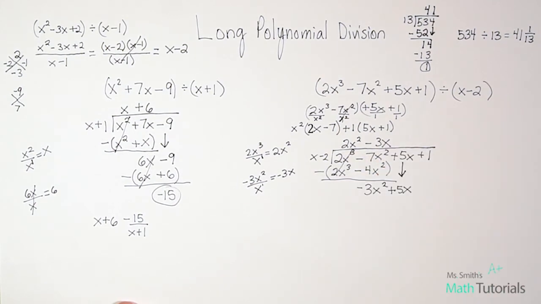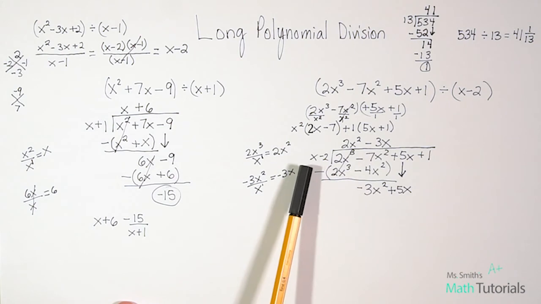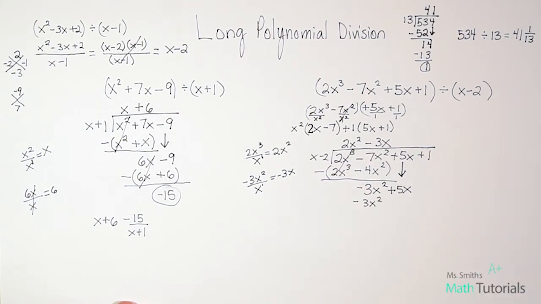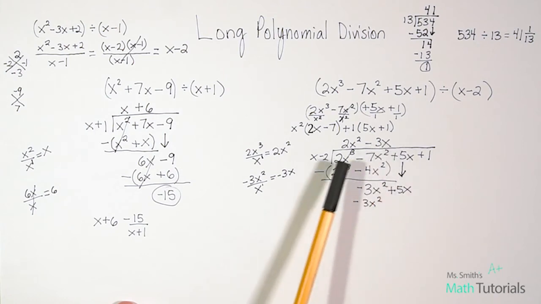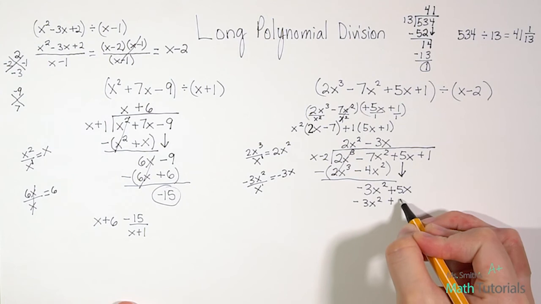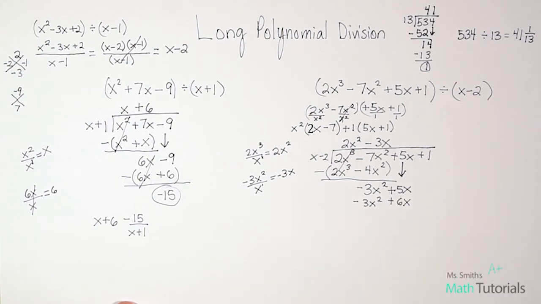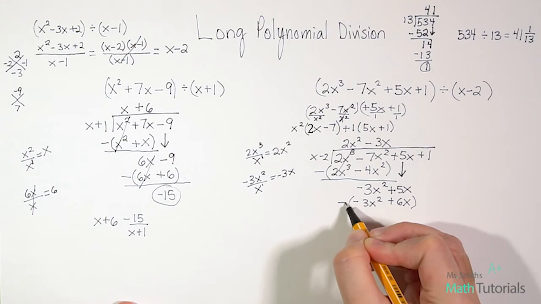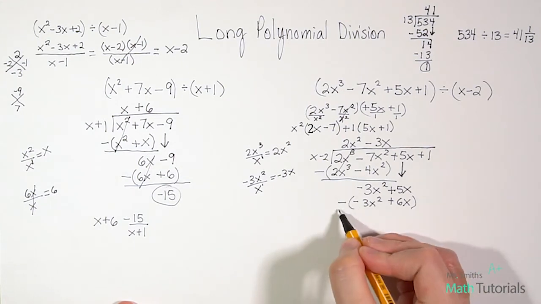Let's multiply it out. So negative 3x times x is negative 3x squared. And negative 3x times negative 2, that becomes a positive 6x. Even though that minus is there, that does not count as our subtraction. We need to, in addition to that, add our subtraction because we are subtracting this whole thing.